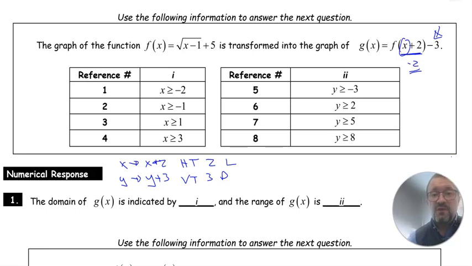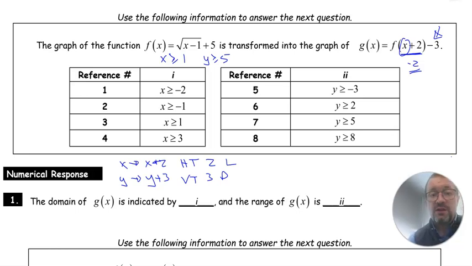So now what we want to do here is identify the domain and range of g. Well, the domain of f initially is going to be x greater than or equal to 1, because remember, I can't allow the function to take the square root of a negative at this point. But the square root of 0 is 0, so that's fine here. And then the range here is going to be y is greater than or equal to 5.